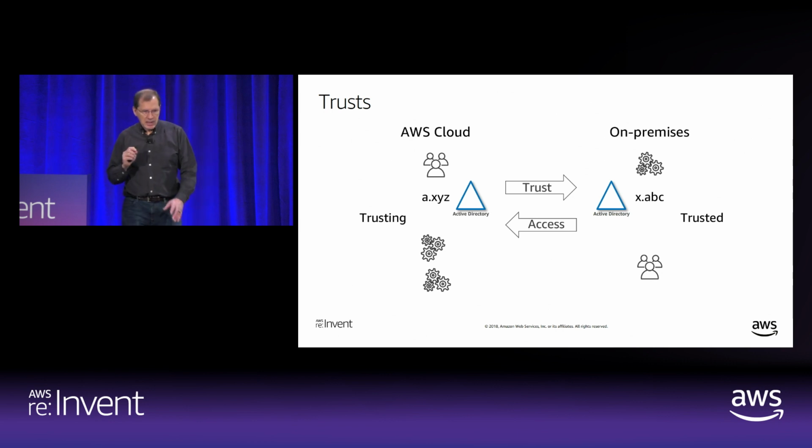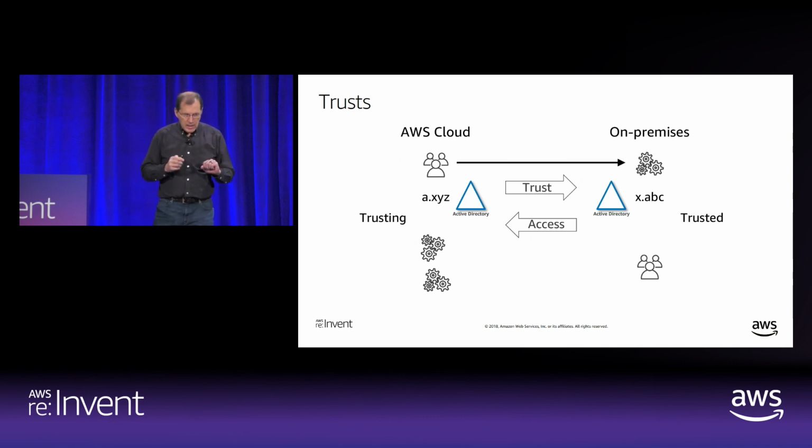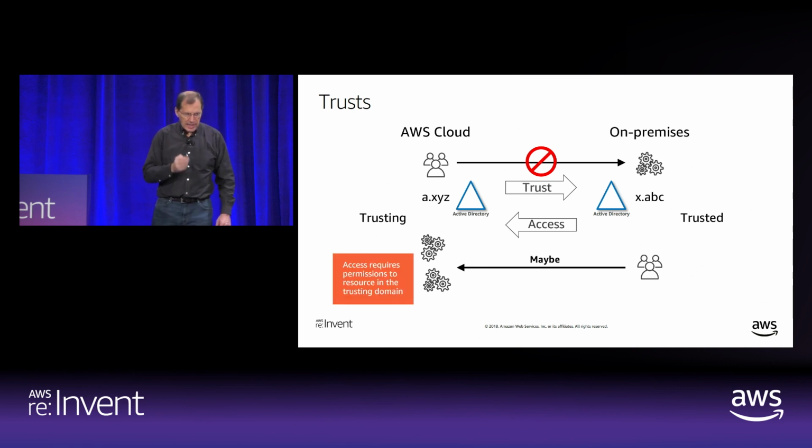What this means is that the on-premises users can potentially access resources that are in the cloud. It does not allow the cloud users to access resources on premises because the direction doesn't allow for that. Now, the users that were on premises have potential access to the services, because they don't get access to the services unless an administrator granted permissions to the resource in the cloud.